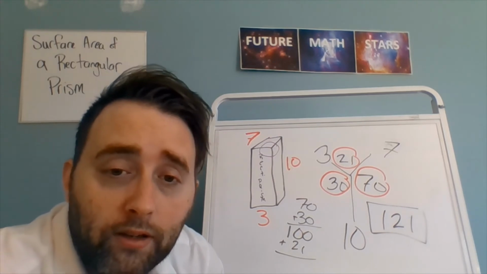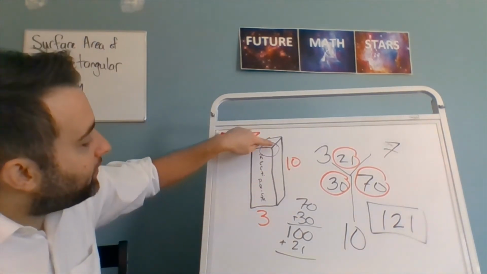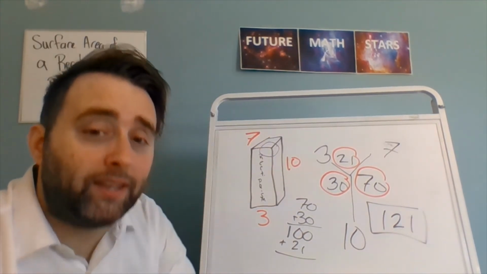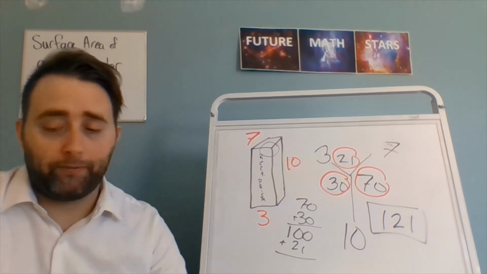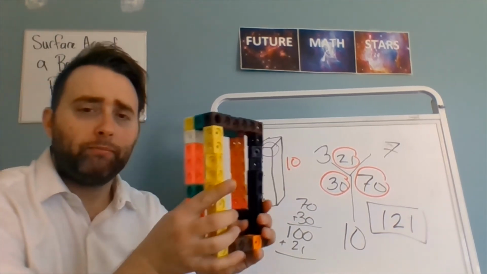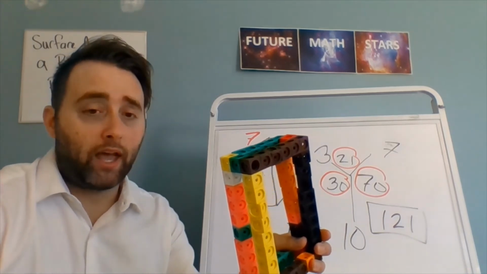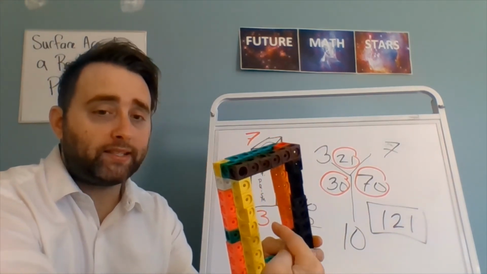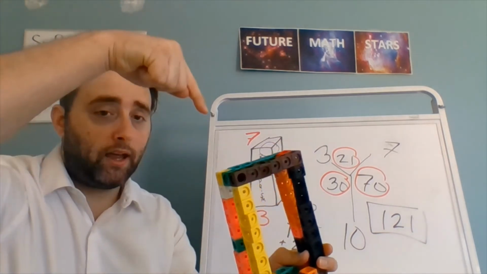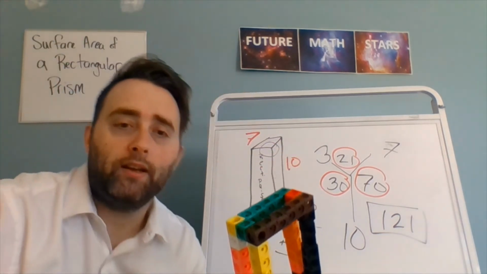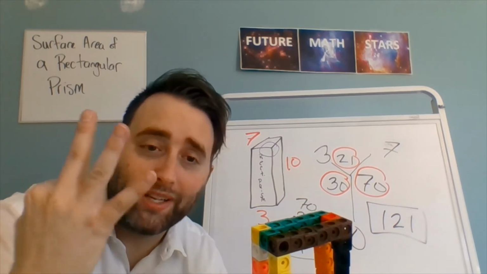This is not your answer. This is the surface area for the 3 sides that we can see. Now I made a little model. It's not very good, but I made a little model. Let's imagine this is exactly what I'm showing you. And 121 is this side, and this side.